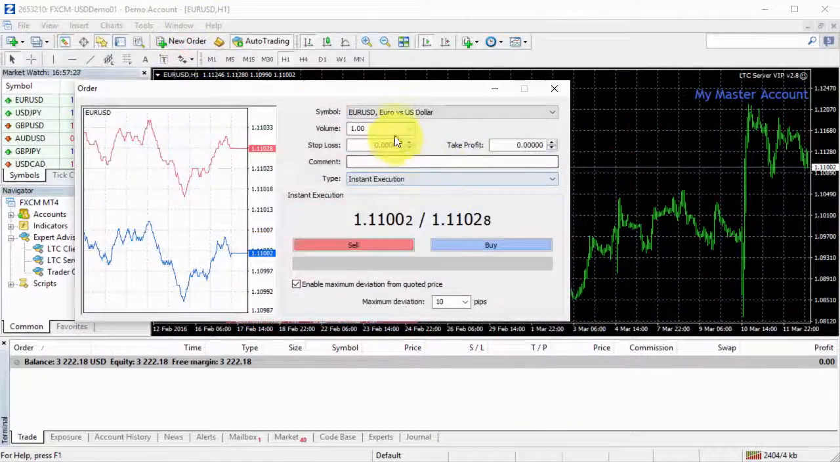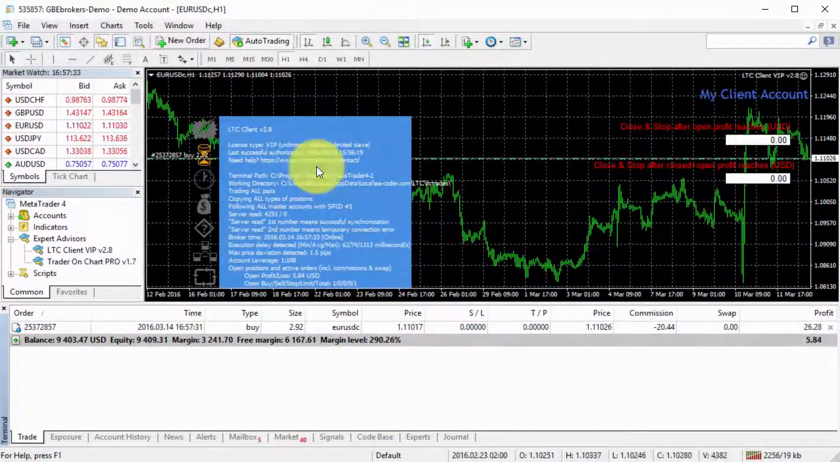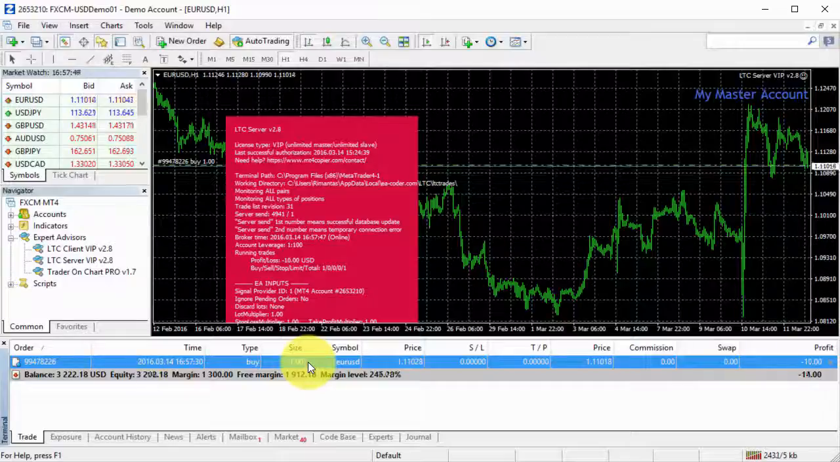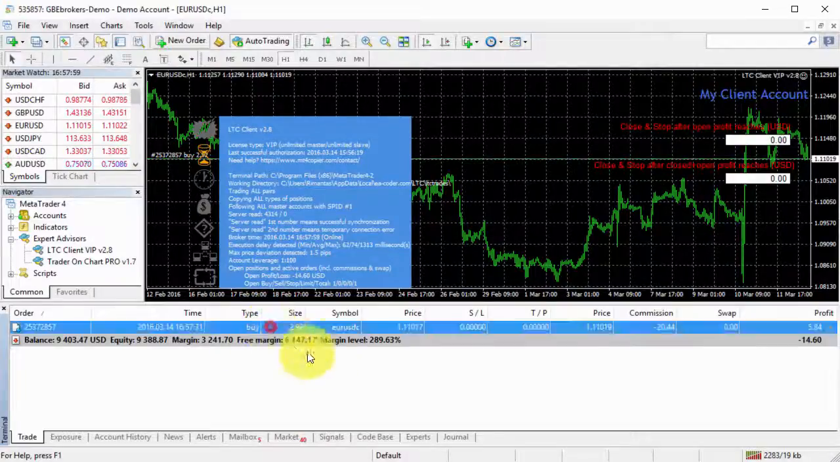I will open a trade on my master account, which is copied to the client account. And because of the differences between my client account and my master account, I have a bigger lot size on my client account. So I have one full lot size on the master account, which is $3,200. And my client account is $9,400. And that's why it has a bigger lot size, by percentage kind of, and it's 2.92.